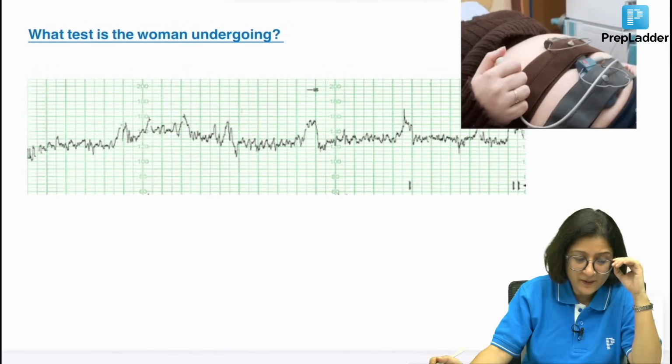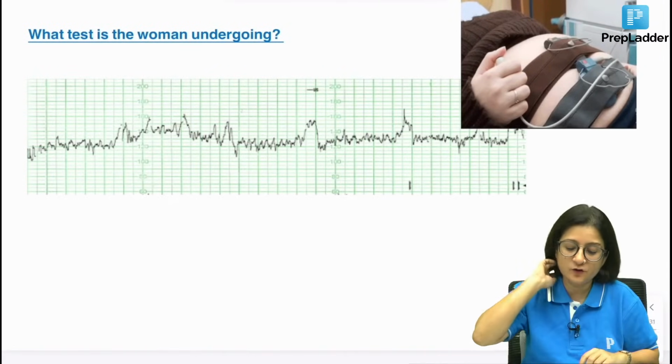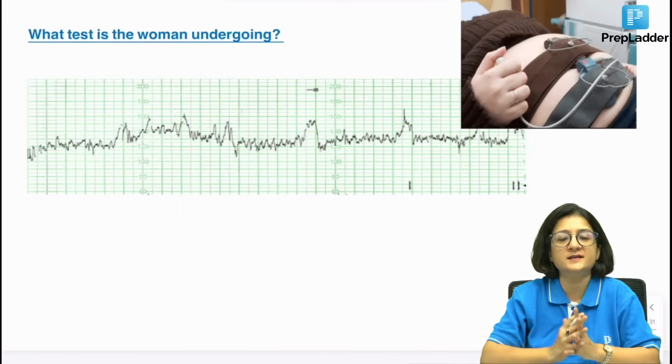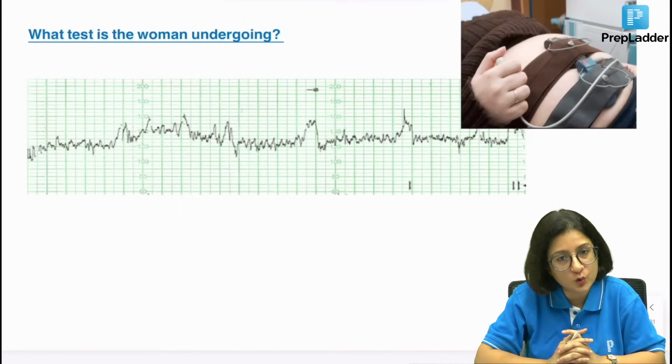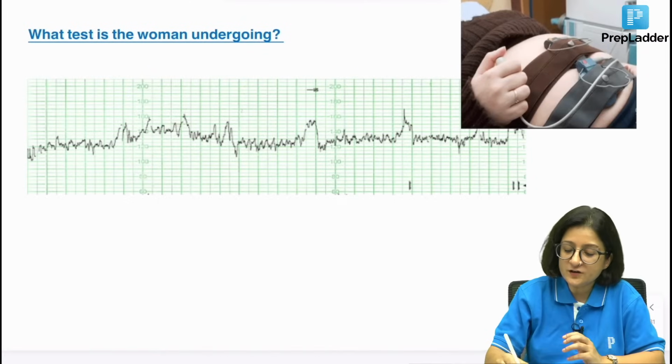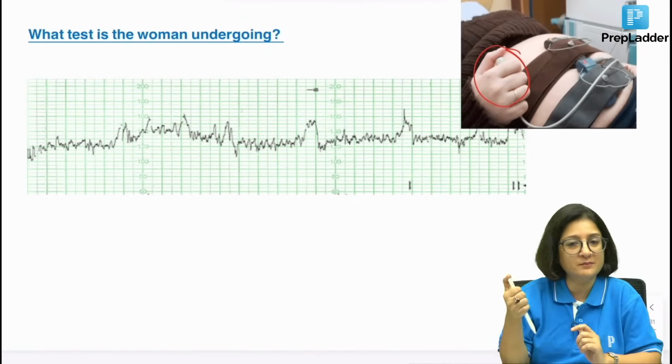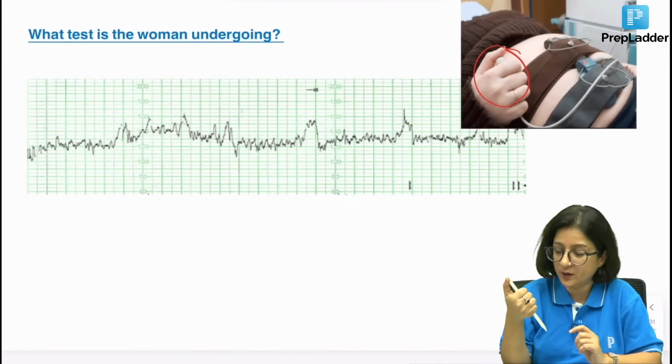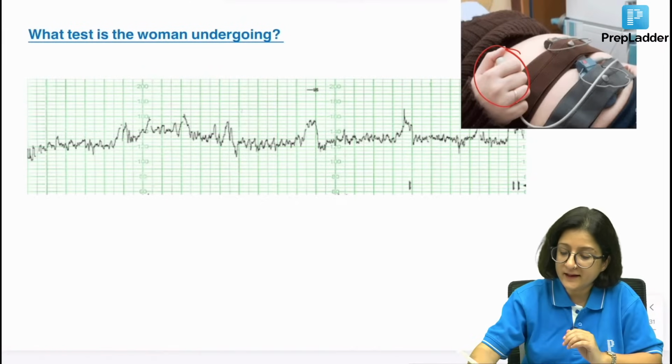Now image here, what test is the woman undergoing? Yes, what test is the woman undergoing? Let me give you a clue, okay. First of all, you can see here that she is pressing some button with her thumb. Okay, she is holding on to something. Now there is a cardio probe.